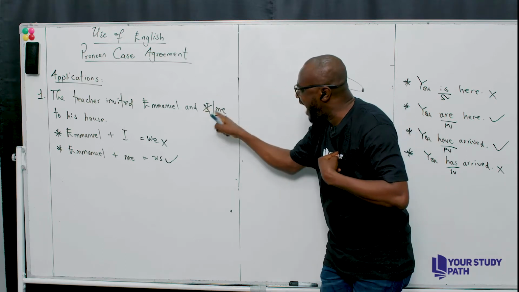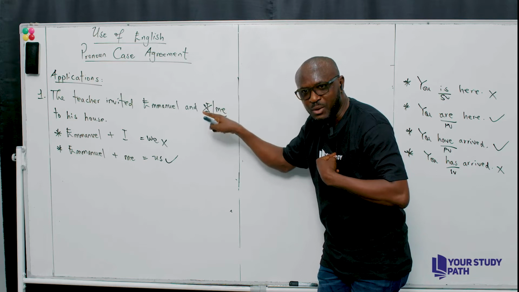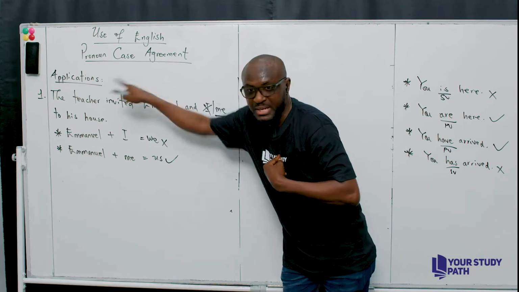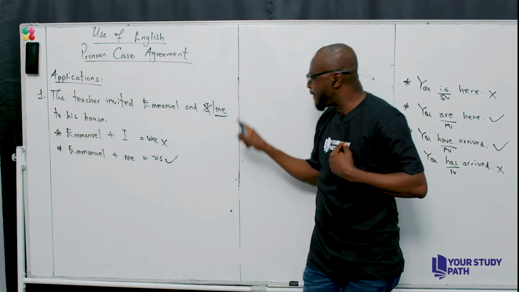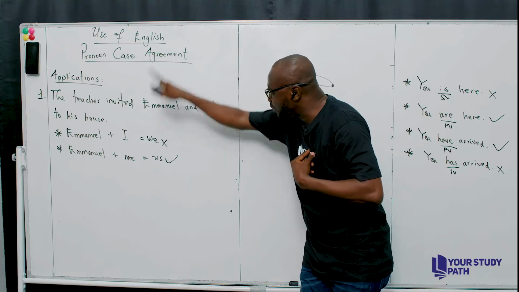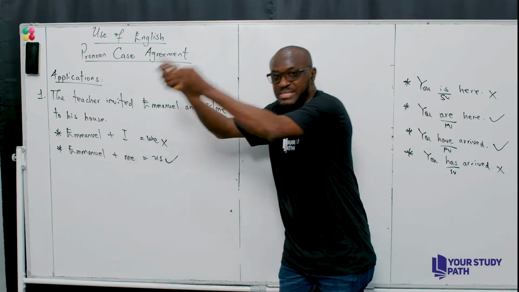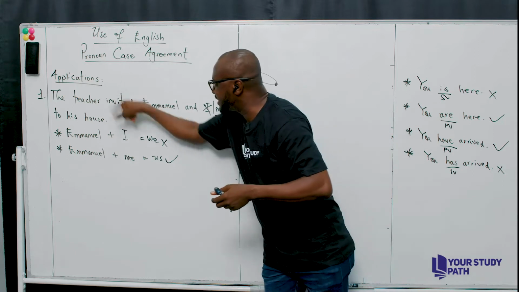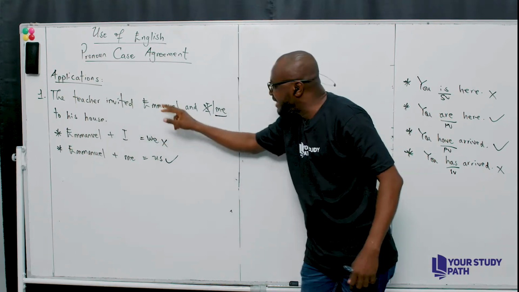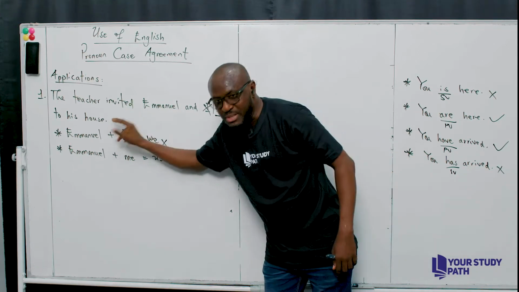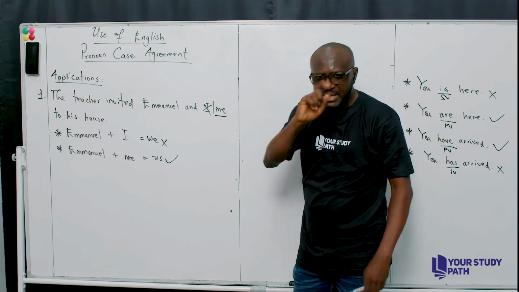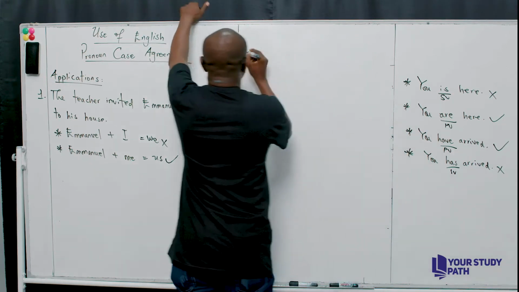Invited Emmanuel, acceptable, grammatical. Invited I, wrong. Why? Because I is a subject case pronoun which should not find its place after the verb. It should be before the verb. Me, correct. Why? Because it is an object case pronoun which should be placed after the verb to receive the action of what? Invitation. Therefore, we say, the teacher invited Emmanuel and me to his house. And that's correct. Let's see one more. Look at this.